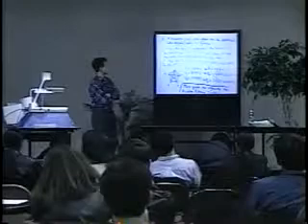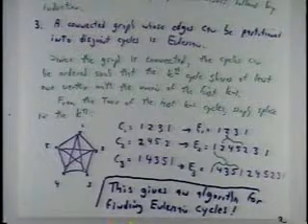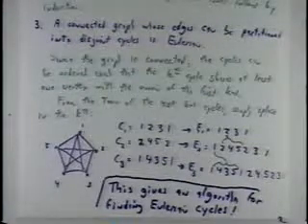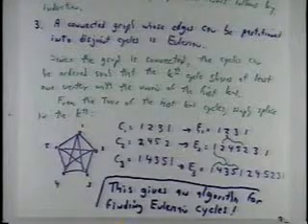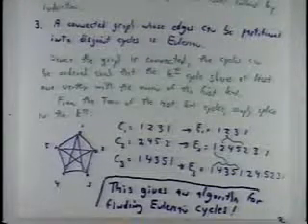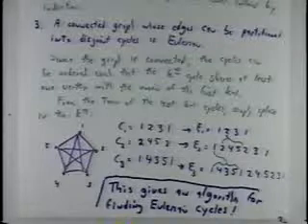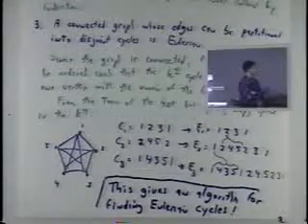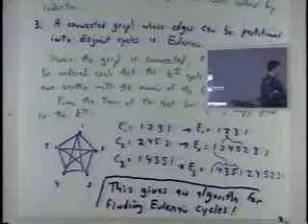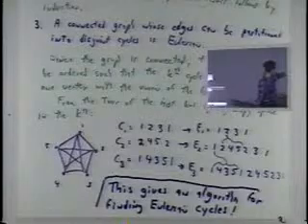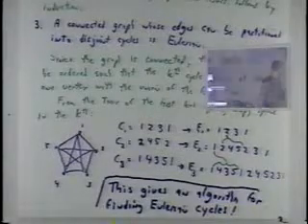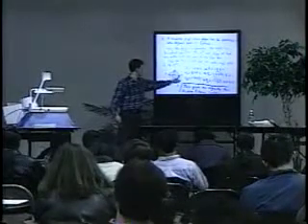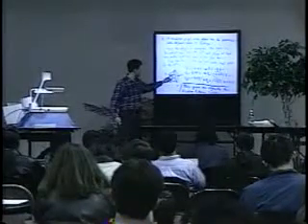Since the graph is connected, the cycles can be ordered such that the kth cycle shares at least one vertex with the first k minus 1 cycles. And then from the tour of the first k minus 1 cycles, we simply splice in the kth. So I guess here, one of the cycles is 1, 2, 3, 1. One of the cycles is 2, 4, 5, 2.